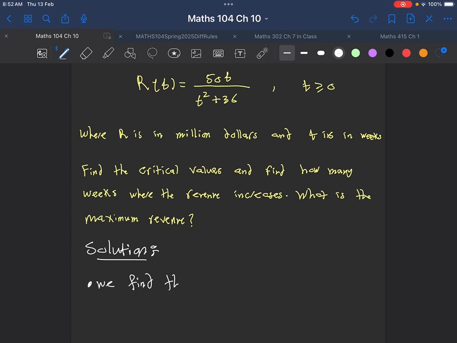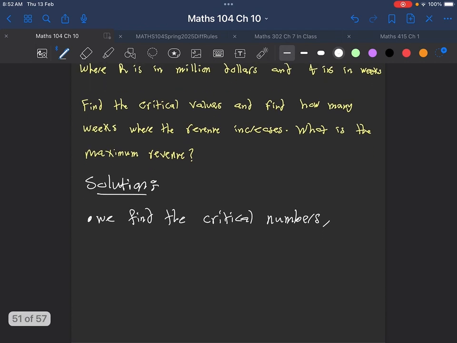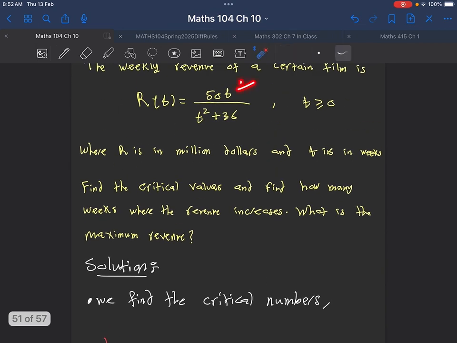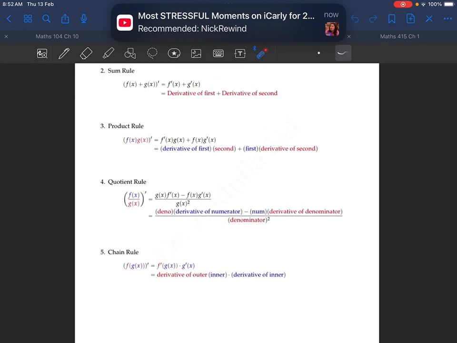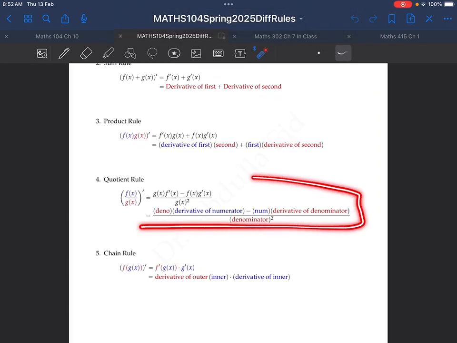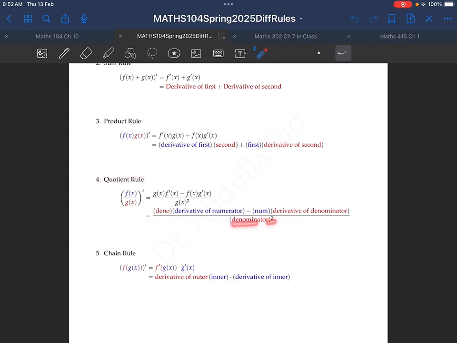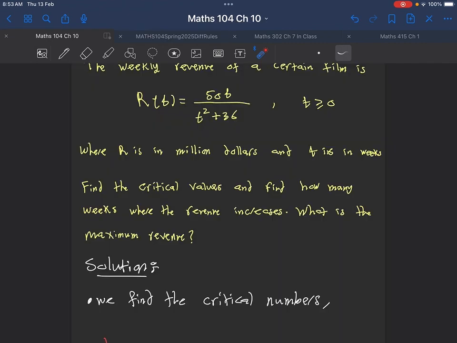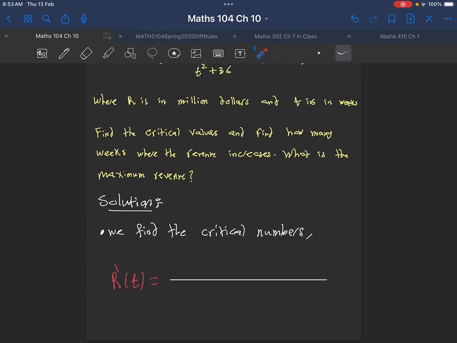So the first step, we find the critical numbers. Now, in order to find the critical numbers, we need to find the derivative. So what is the derivative? What is r prime of t equal to? Now, in order to find the derivative, I need to use the quotient rule because I have a numerator and a denominator. Now, just let me remind you of the quotient rule. If you look at this one here, this is the quotient rule. So we need to write denominator squared, denominator times derivative of the numerator, minus numerator times derivative of denominator. And that's all we need to do.